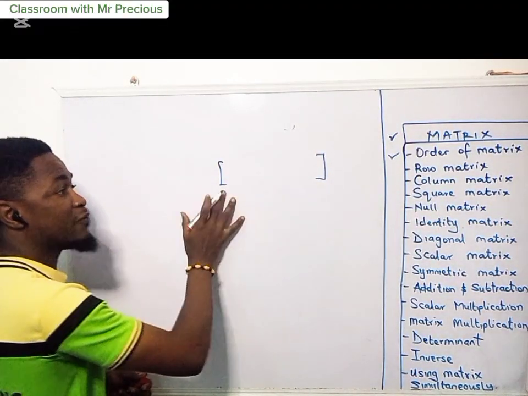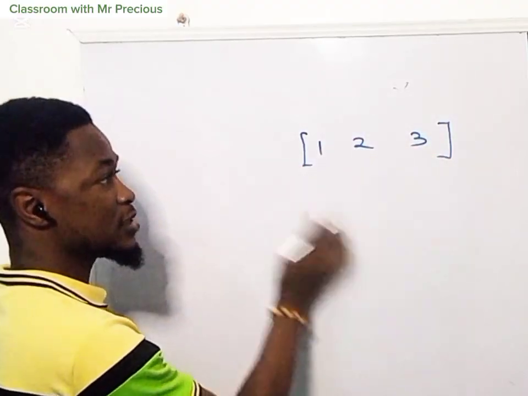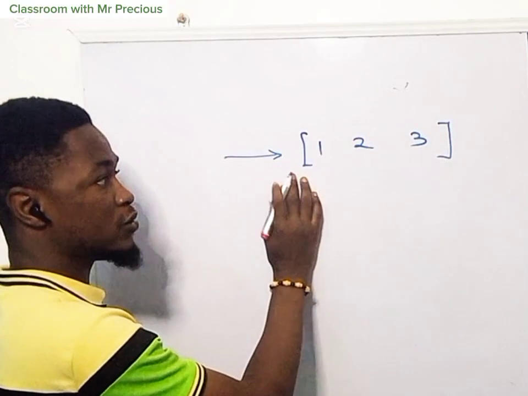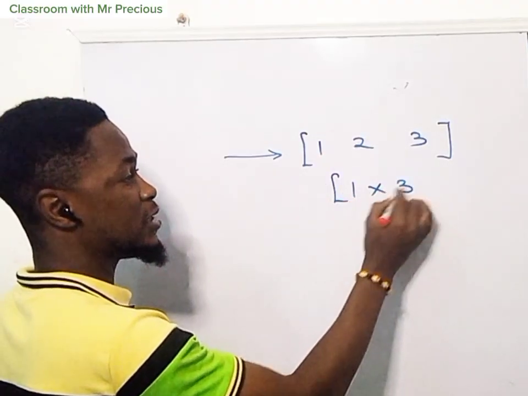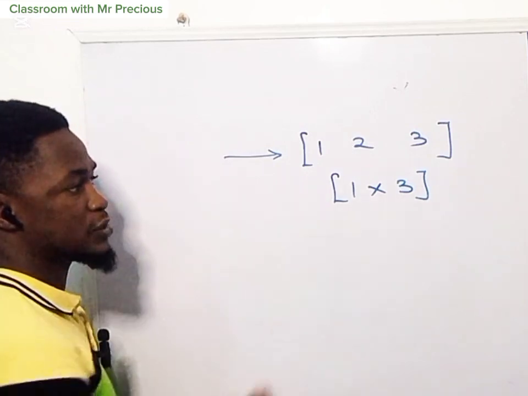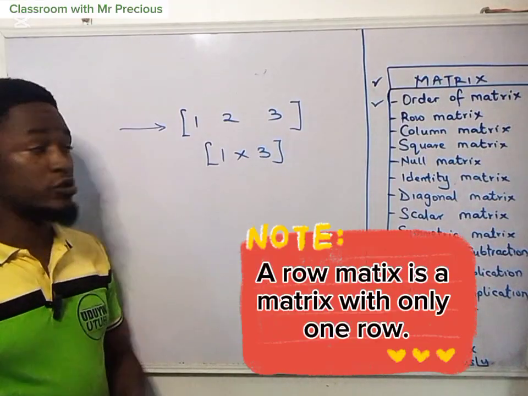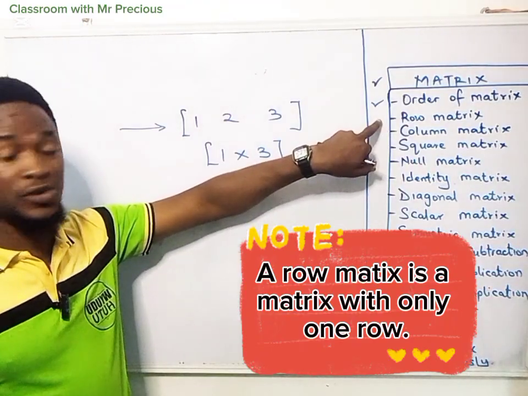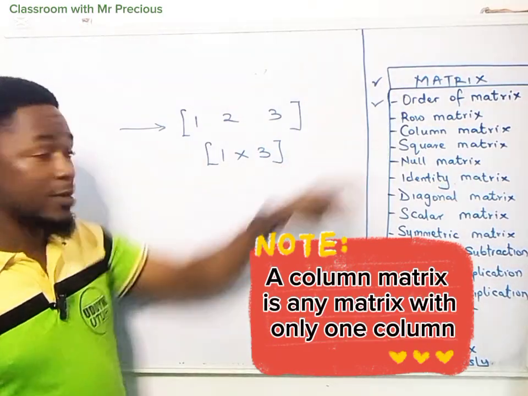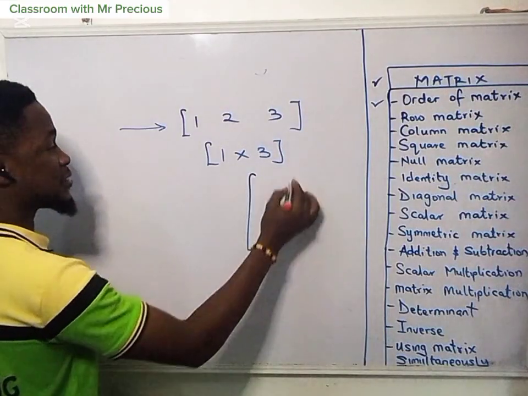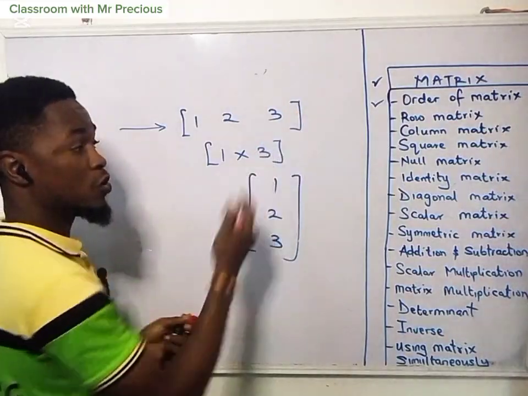If you have a matrix that has only one row, for instance, 1, 2, 3, right? You can see that we have only one row, even though we have 3 columns. So this is a 1 by 3 matrix. Any matrix that has only one row is called a row matrix. Any matrix that has only one column is called a column matrix. For instance, if you have it like this, 1, 2, 3, this is a column matrix, and the other is a row matrix.